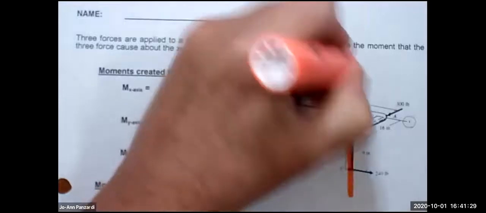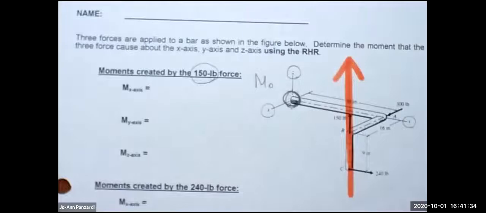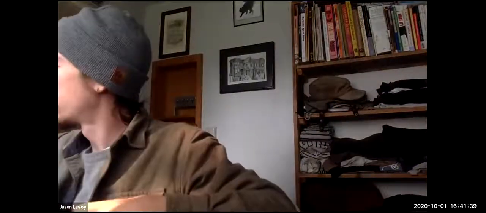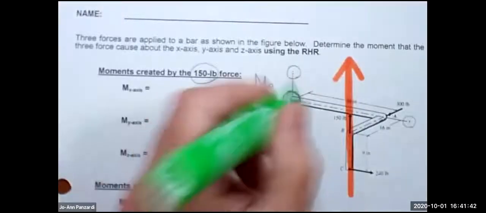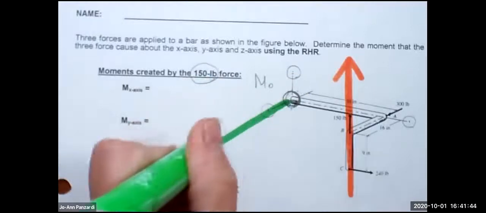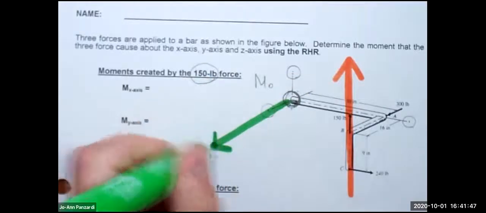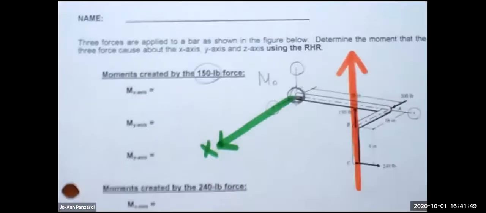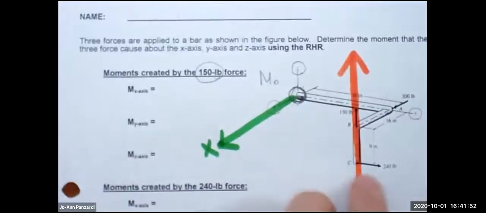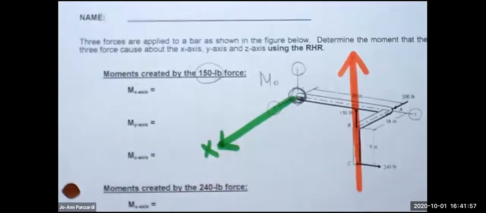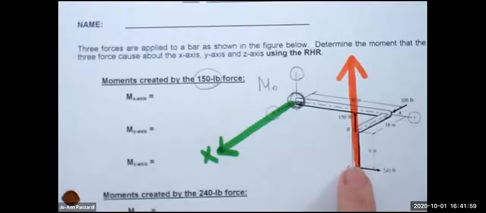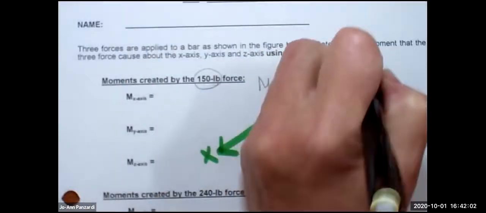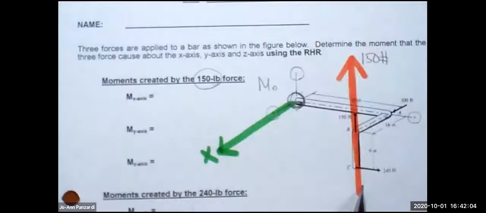And I'm going to draw the line of action of my 150-pound force. Okay? I'm looking at the x-axis right now, and the x-axis goes out to here. It might help you, just as it helps me, to draw the line of action and the line larger. So this moment in orange, which is the 150-pound force, creates a moment about x.